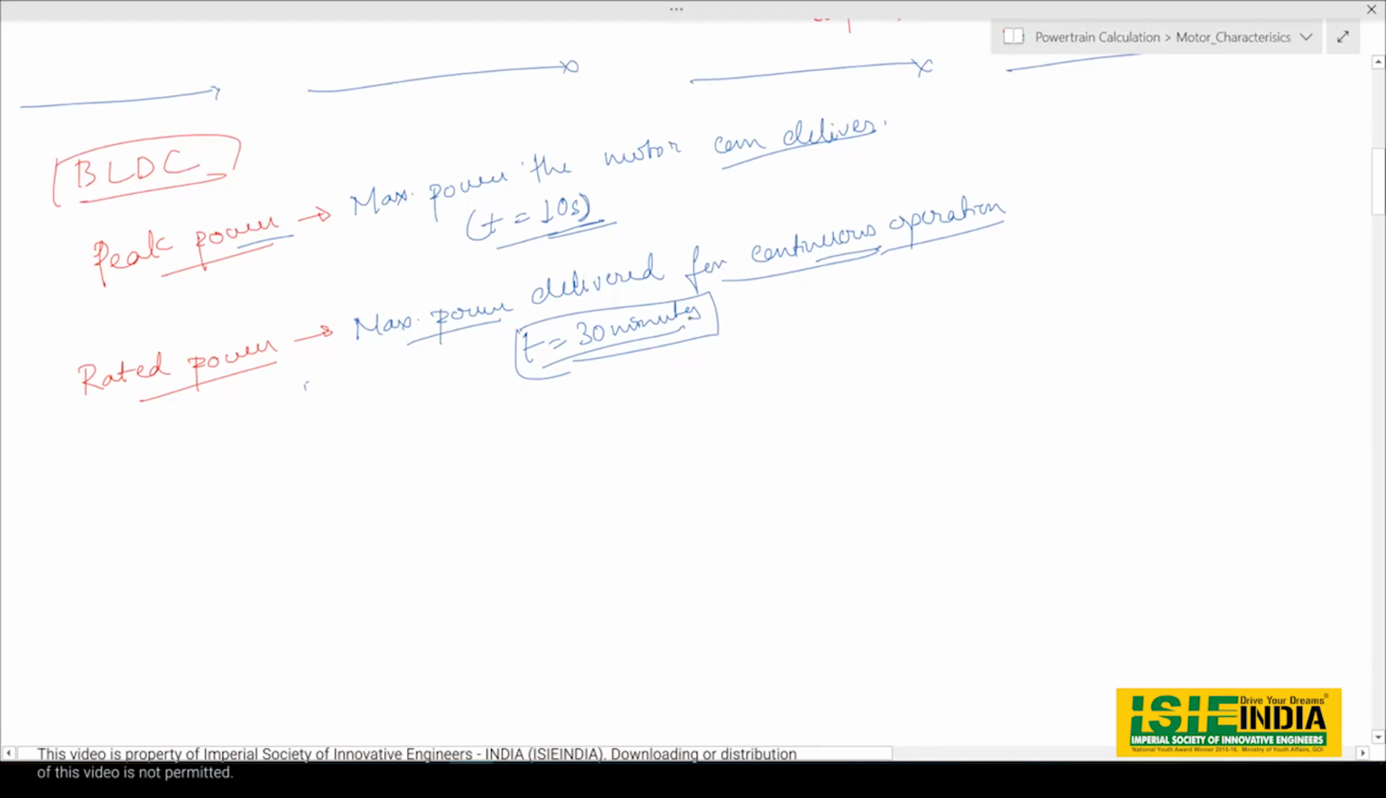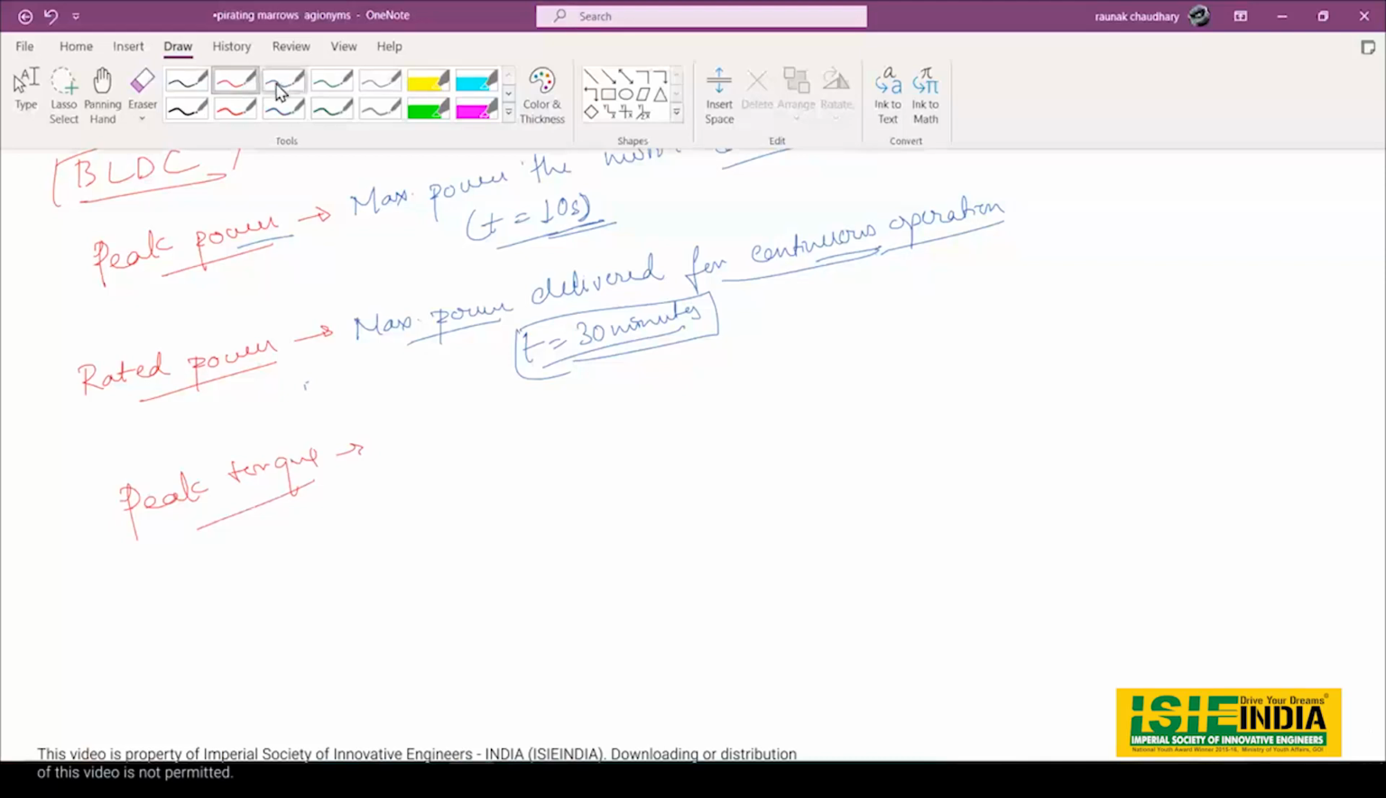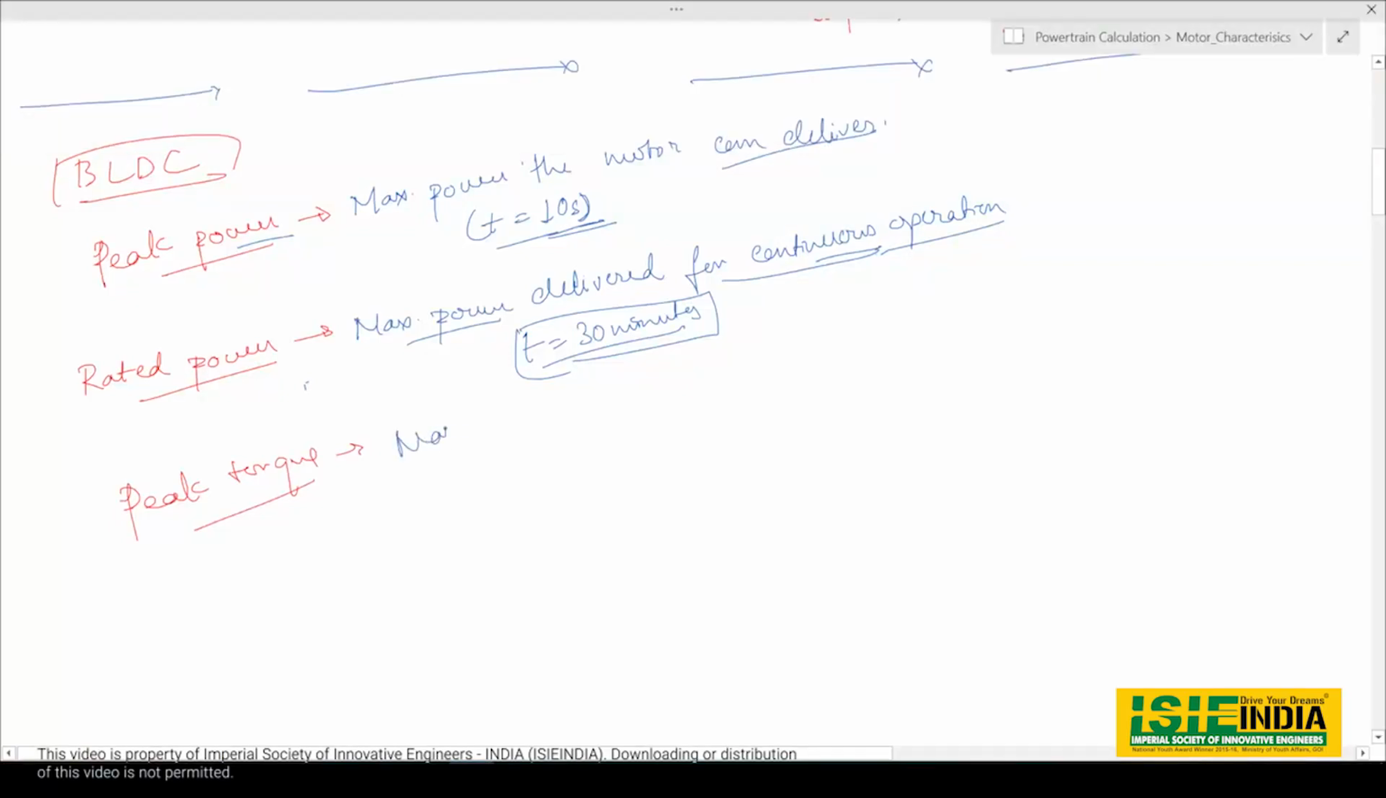Okay, right. Then we have peak torque. So what is peak torque? It is the maximum torque delivered by the motor. And in the case of BLDC, peak torque is equal to initial torque. Peak torque and initial torque are the same. Is it clear?